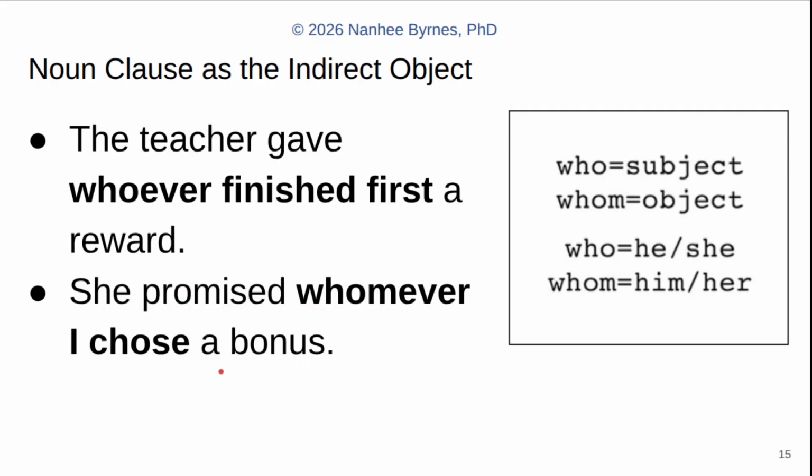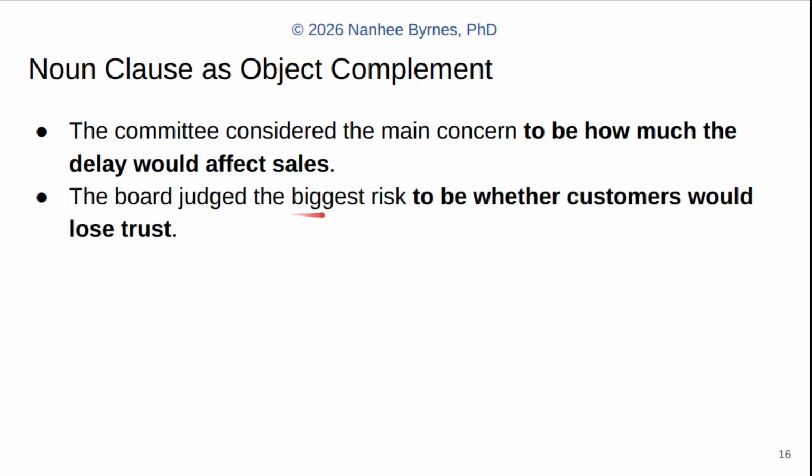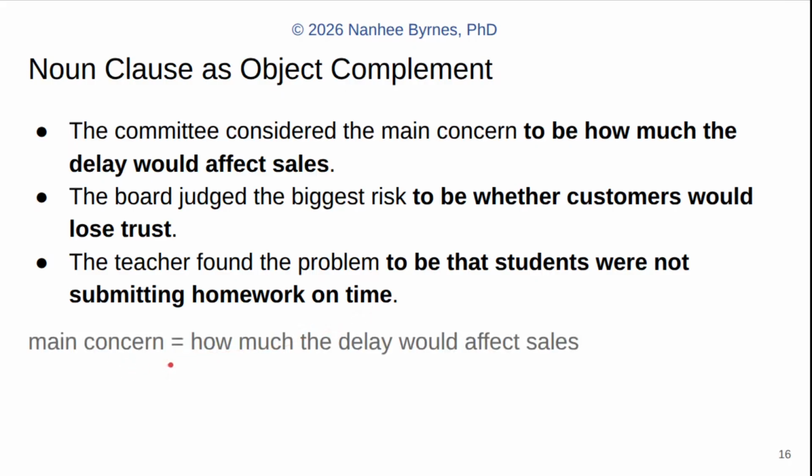Finally, noun clauses can appear in object complement structures, but only with a linking form such as to be. The committee considered the main concern to be how much the delay would affect sales. The board judged the biggest risks to be whether customers would lose trust, and the teacher found the problem to be that students were not submitting homework on time. In each case, the noun clause explains or renames the object through a to-be structure.